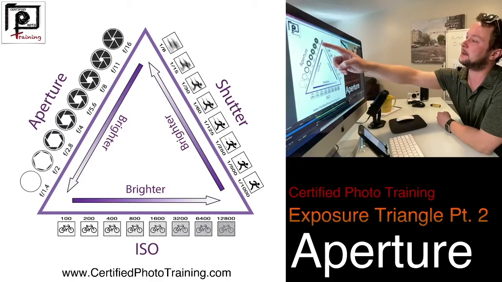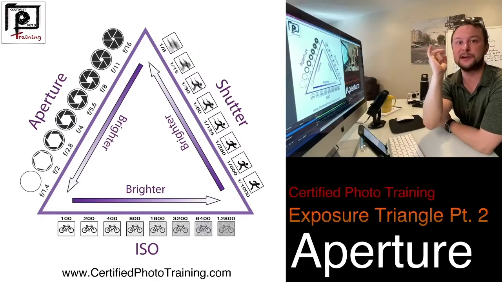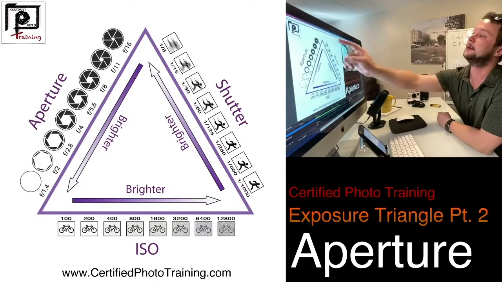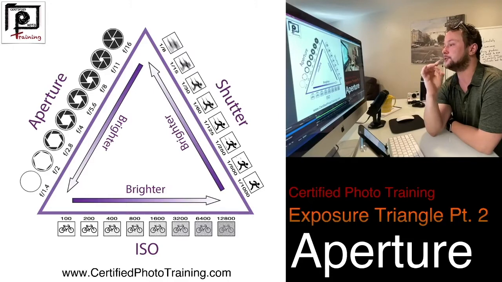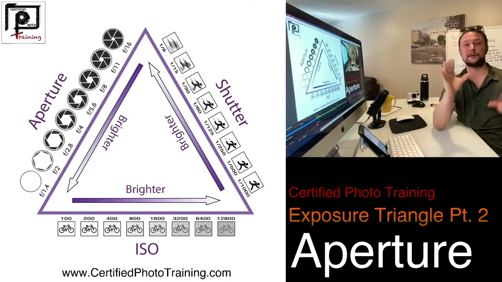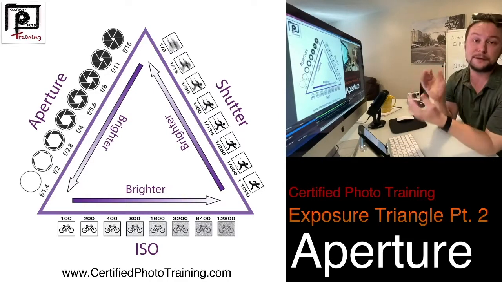So you can see at f16, you're darker because it's more constricted. You're not allowing in as much light. And then as you go down the scale, you're going to get wider and wider with your aperture, which is going to give you a brighter image. Again, compared to the pupil of your eye. That is the most important thing to understand with aperture.